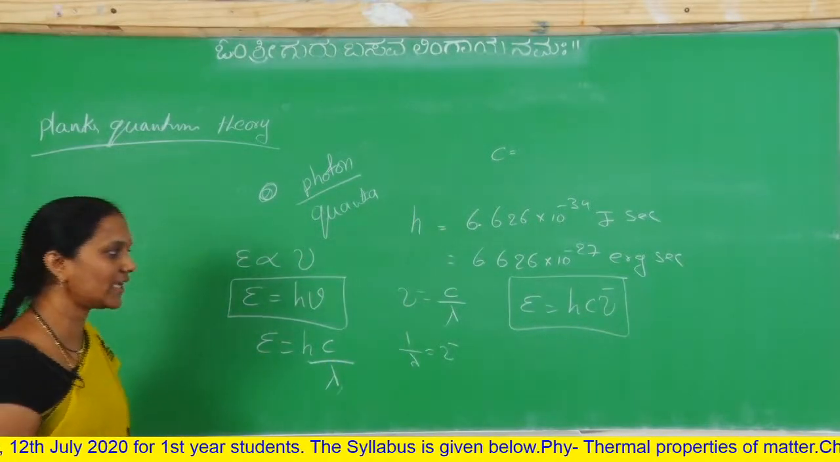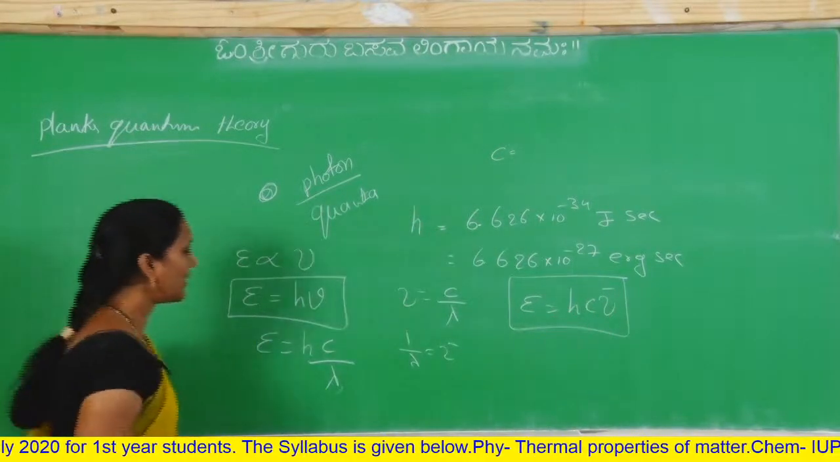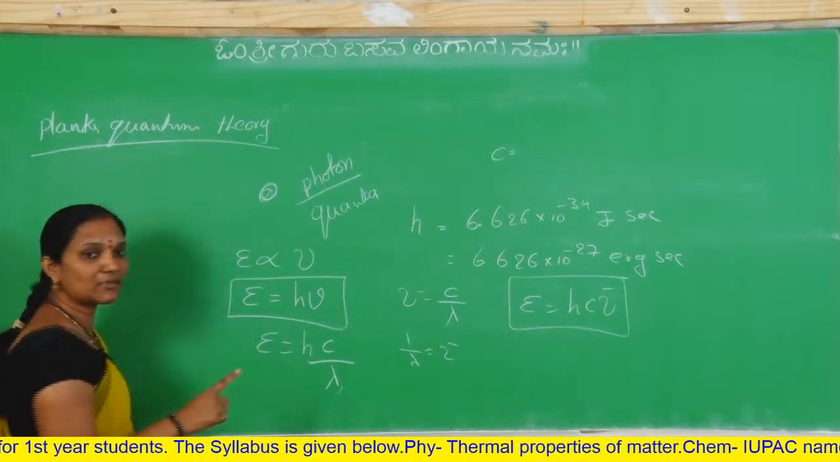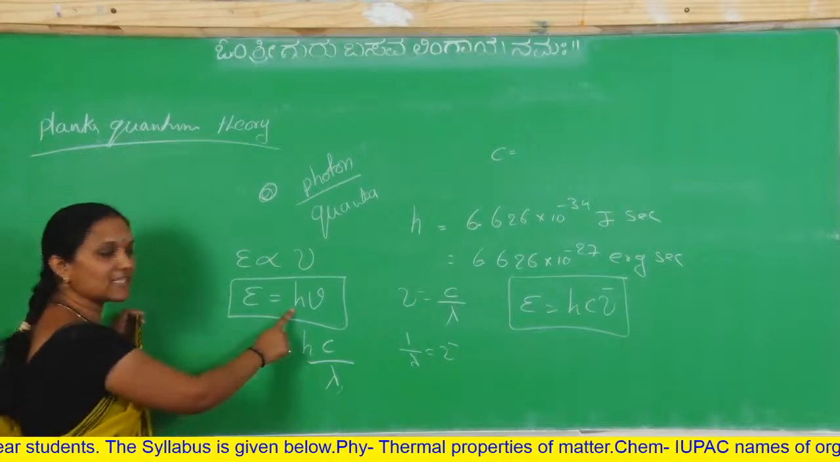Just we have to calculate the energy. So energy is equal to h c nu bar. Otherwise, if lambda is given, energy is hc by lambda. If frequency is directly given, E is equal to h nu. One packet energy is like this.